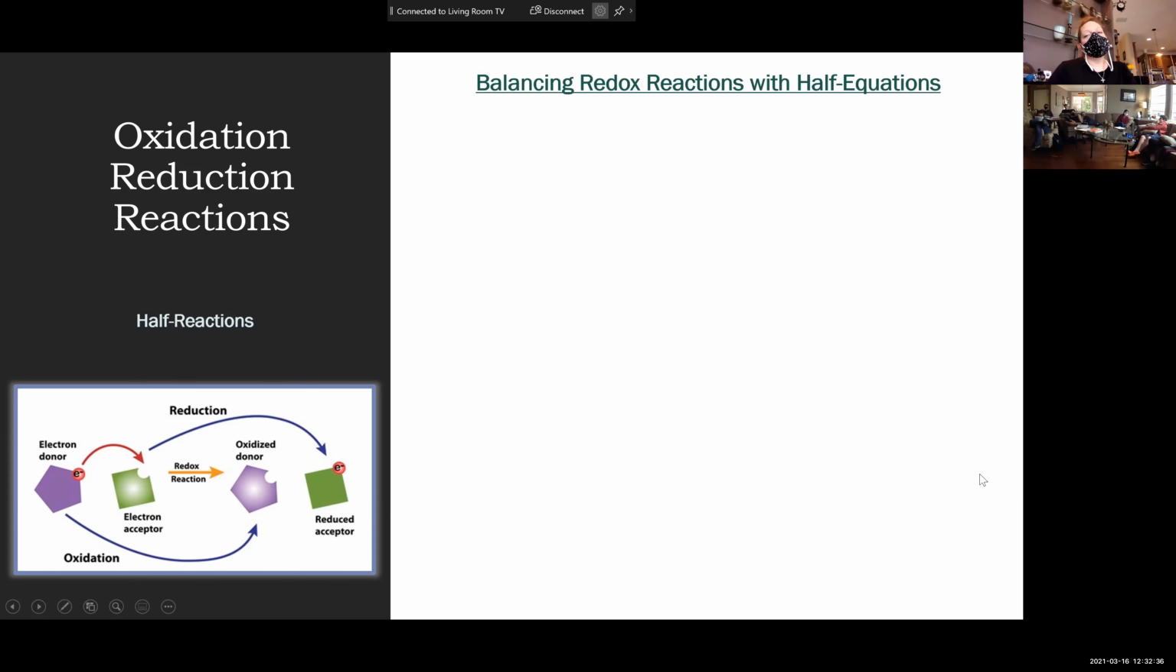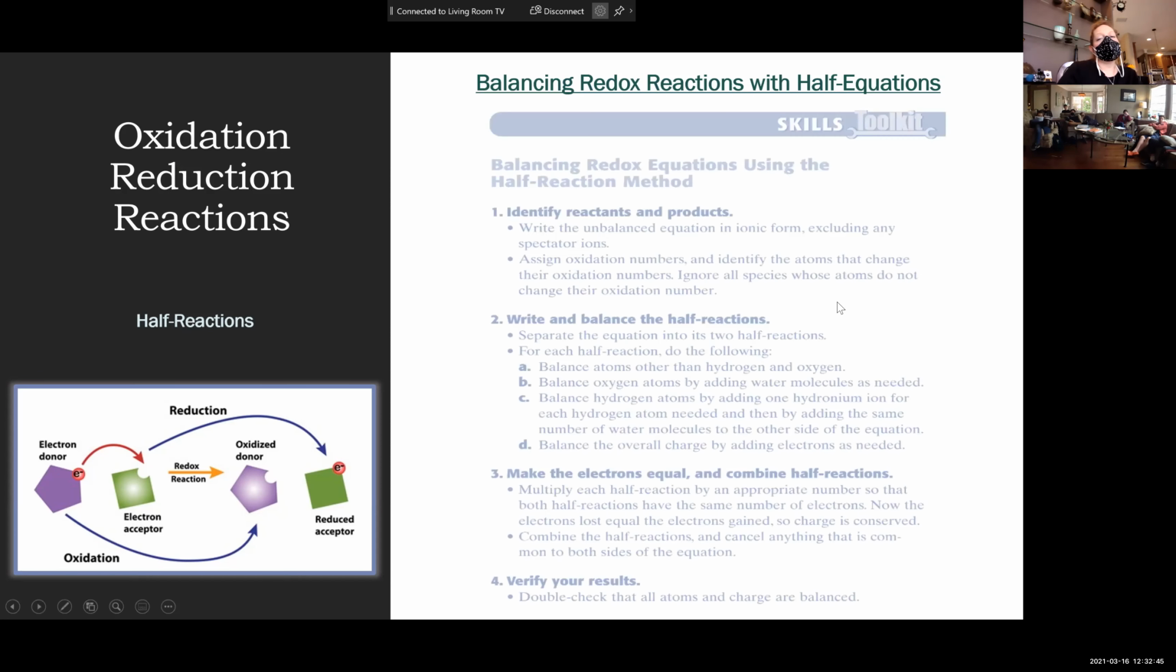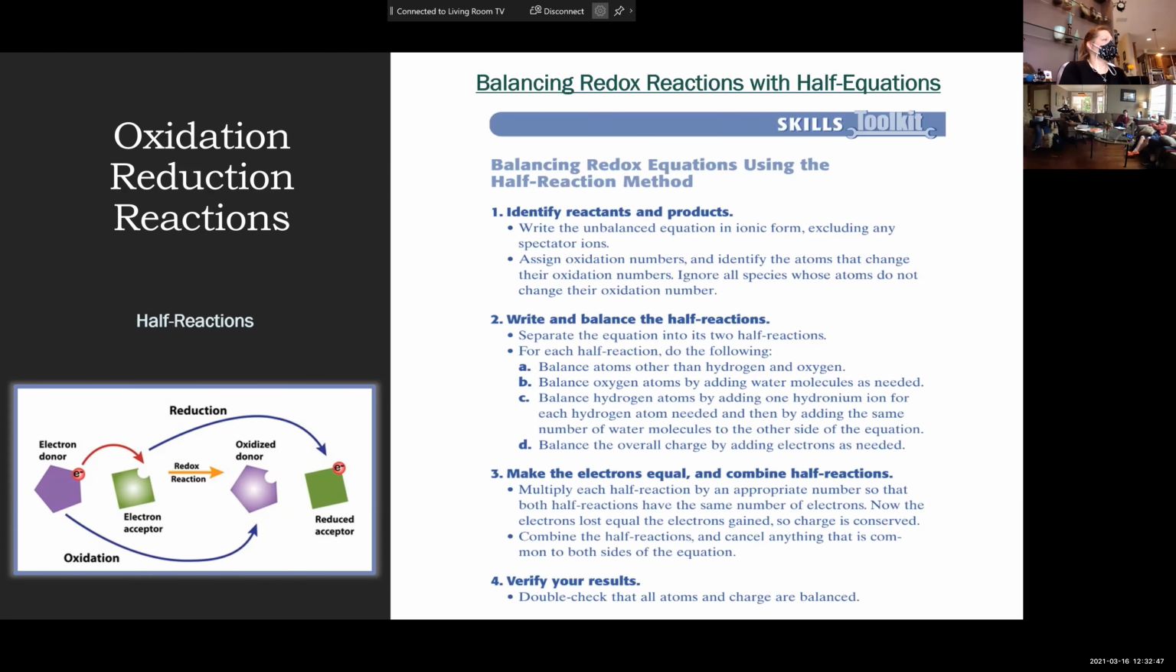Okay, balancing redox reactions with half equations. This is what we just had in the video. All right, Cole, you with me? This was what your book gave you, this big long list of things. You identify the reactants and products. You write an unbalanced equation in ionic form. You exclude any spectator ions. So it's a lot of steps.